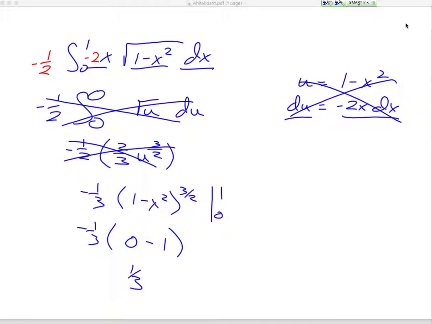Mr. Short, on the other ones we did, they already had the derivative of the inside for us, right? Correct. On this one we didn't. Right. So couldn't you just integrate the power and then tack on what you need, like you did there with the -2, -1? You can, yes. Not everybody can.